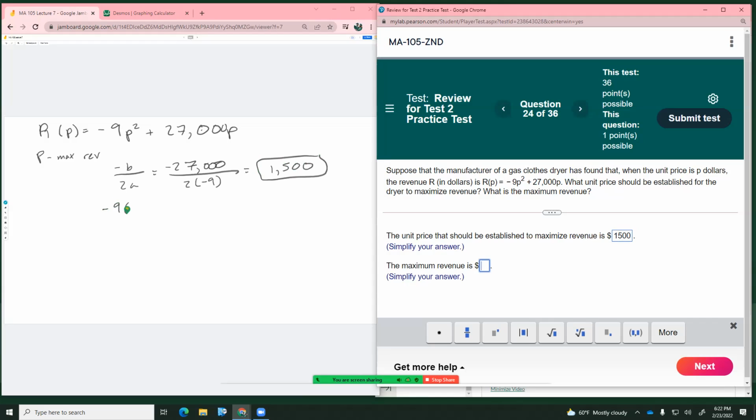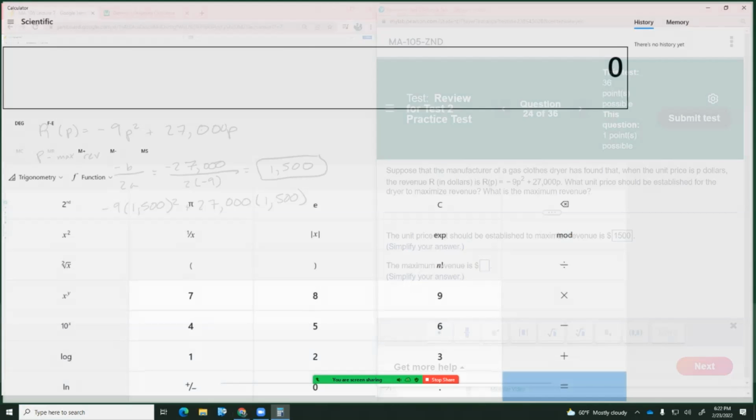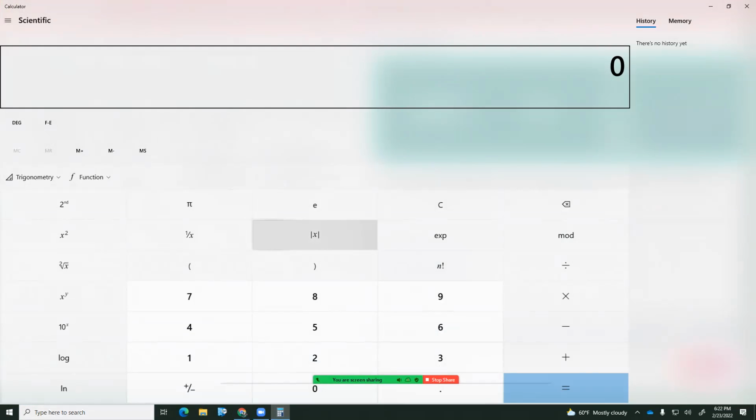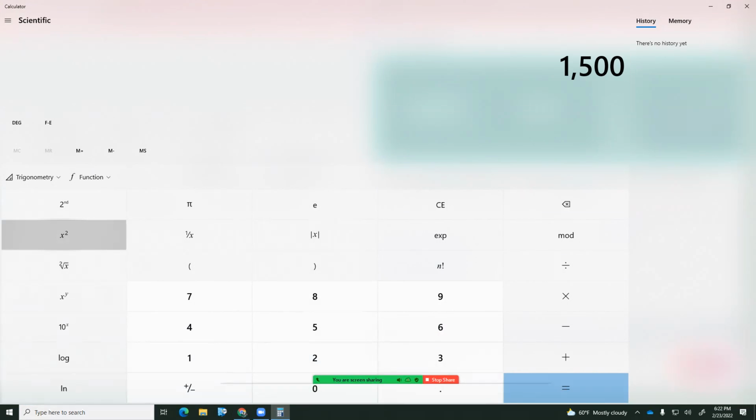The maximum revenue, on the other hand, I'm not going to do in my head. We're going to do 9 times 1,500. Yeah, no, I'm not doing that in my head. So I'm going to plug that into my calculator here. Put that on scientific. And we're going to do 1,500 squared.